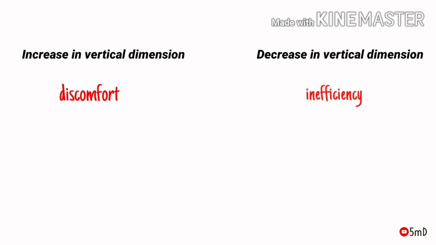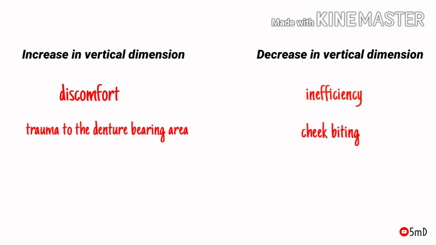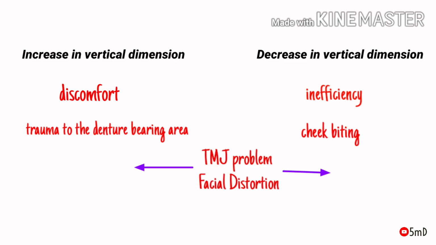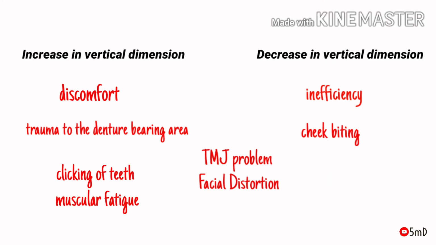In cases of increased vertical dimension, there is trauma to the denture bearing area due to constant clicking or contacting of the teeth, whereas cheek biting is seen in decreased vertical dimension due to loss of muscle tone and flabby cheeks. There is TMJ problem and facial distortion in both cases, and there is also clicking of teeth and muscular fatigue, which are seen in cases of increased vertical dimension.